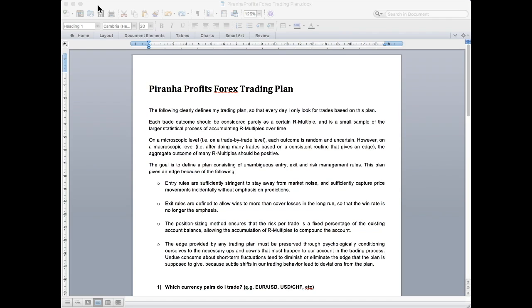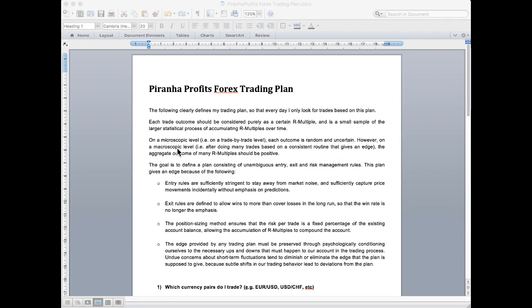Let me read to you this trading plan. It says, the following clearly defines my trading plan so that every day I only look for trades based on this plan. Each trade outcome should be considered purely as a certain R multiple, a small sample of the larger statistical process of accumulating R multiples over time. Remember that on a microscopic level, in other words on a trade-by-trade level, each trade outcome is random and uncertain. You never know which one's going to be a win, which one's going to be a loss, right?